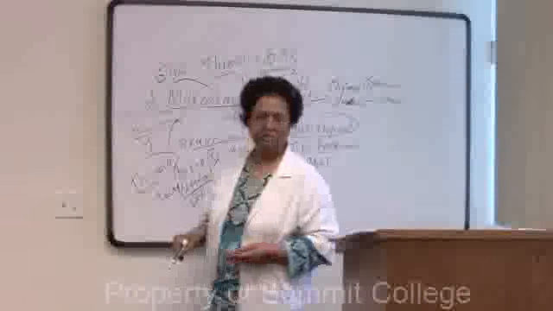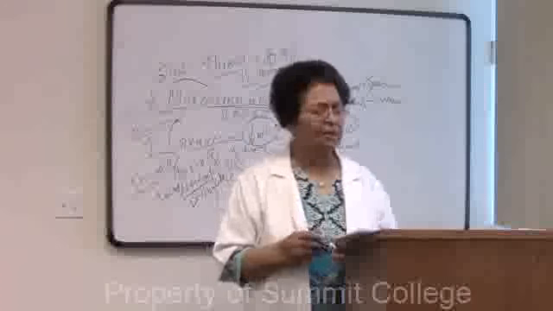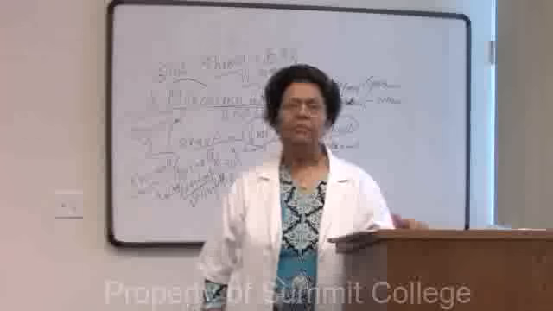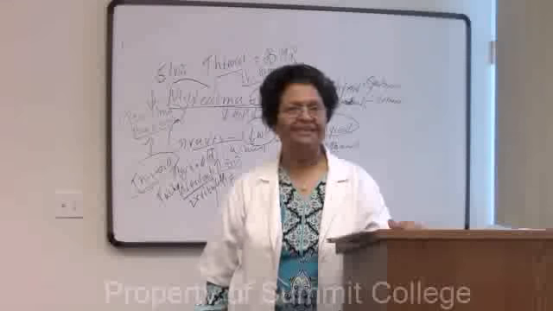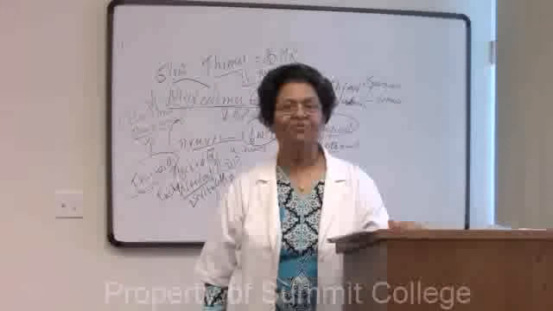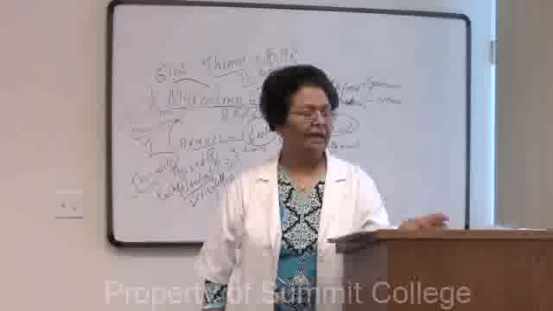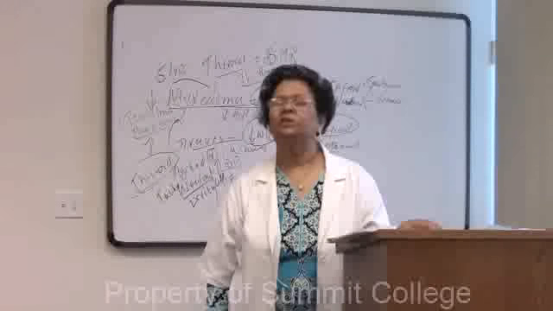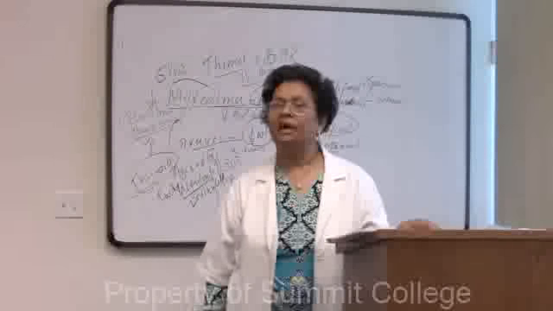Drugs for myasthenia gravis. What is the biggest problem patients with myasthenia gravis have? Breathing, respiratory. Write down the word respiratory. And they cannot keep their eyes open. They're closed. All their muscles are getting weaker.